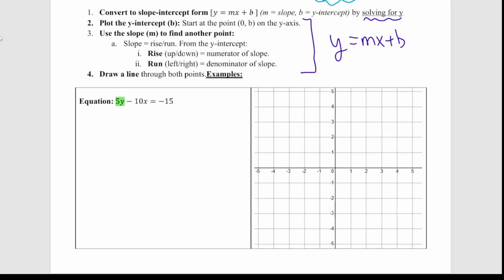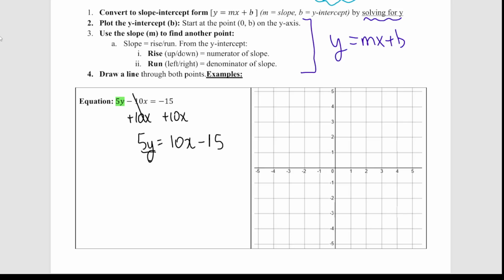So in particular, we've got to move this negative 10x to the other side, and we're going to undo subtracting 10x by adding 10x on both sides. Negative 10 plus 10 makes 0. I'm left with 5y is equal to positive 10x minus 15.